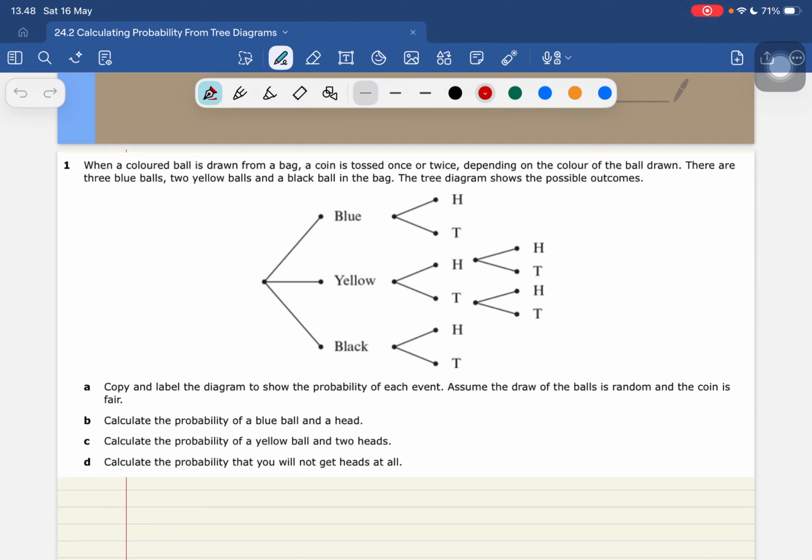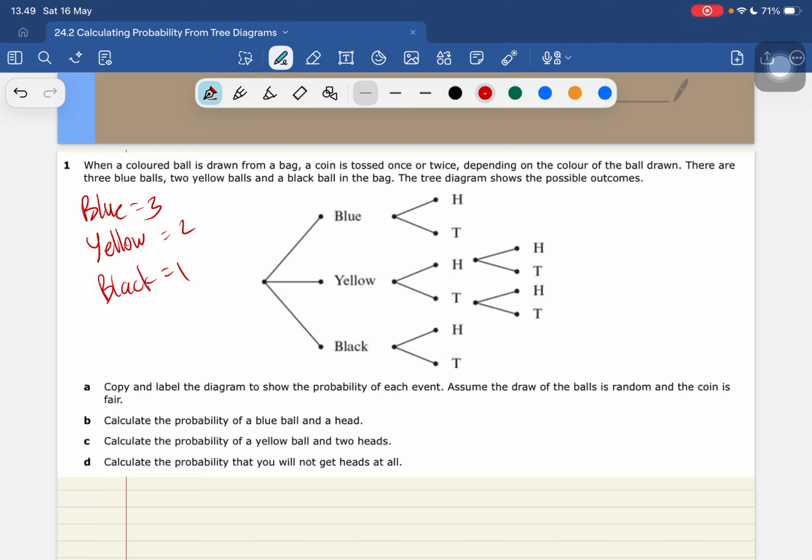Hi, in this video, I'm going to solve a practice question: calculating probability from tree diagrams. A colored ball is drawn from a bag, and a coin is tossed once or twice, depending on the color of the ball drawn. There are three colors: blue 3, yellow 2, and black 1. The tree diagrams show the possible outcomes.